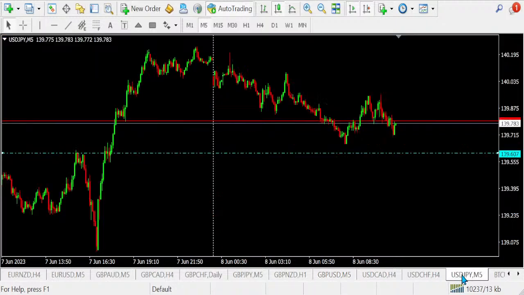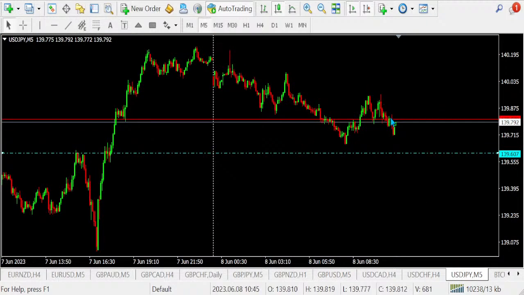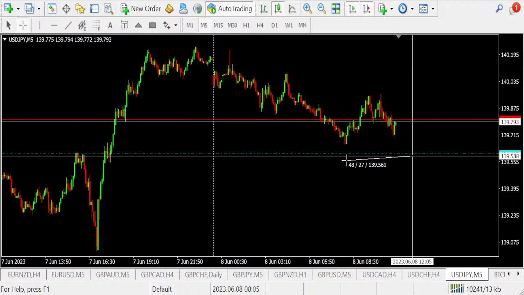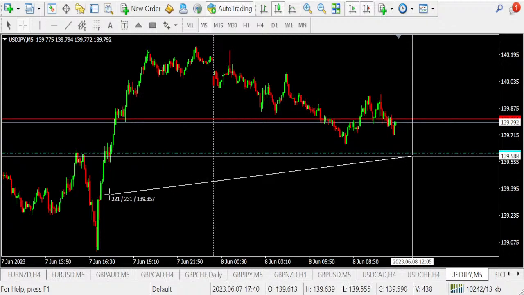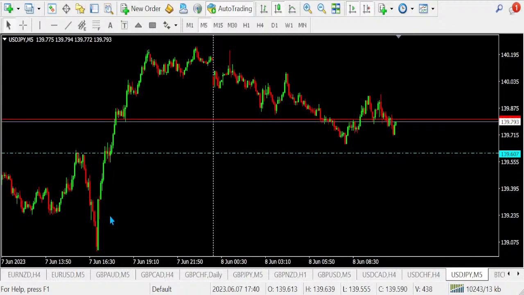Okay, guys, let's talk about the plan. Dollar yen over here, 139.607. After it breaks, retest this area as a resistance. I will want to take my first round of profit, about 23 pips. Okay, that will be one.